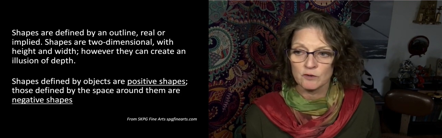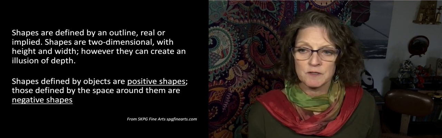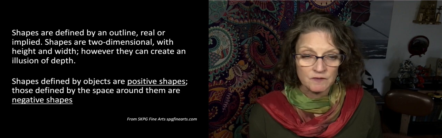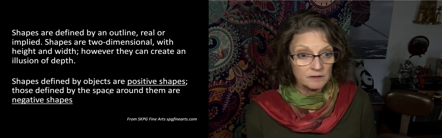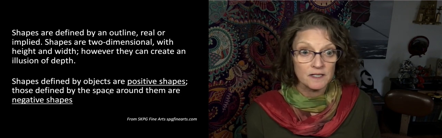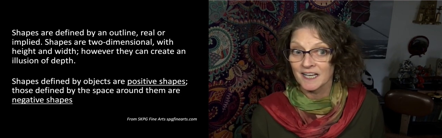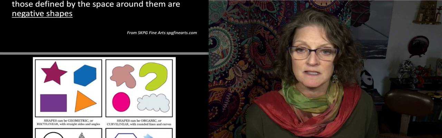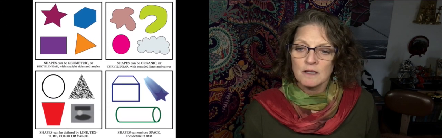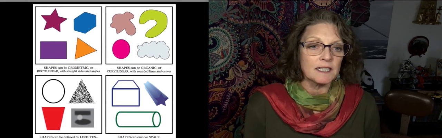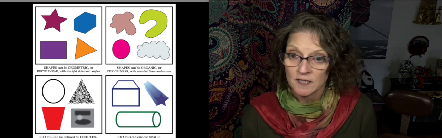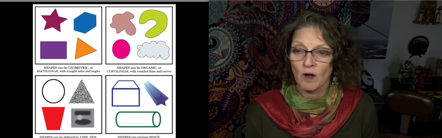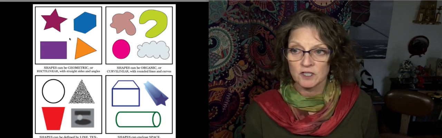Shapes are defined as positive shapes, meaning that's an actual form, and the space around the perceived positive shape or object is the negative shape or the negative space. So there's basically two different types of shape, geometric and organic.